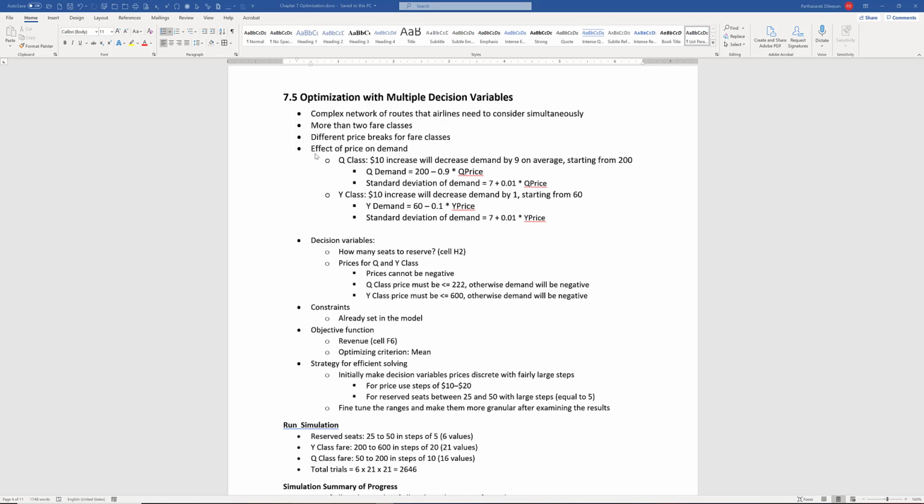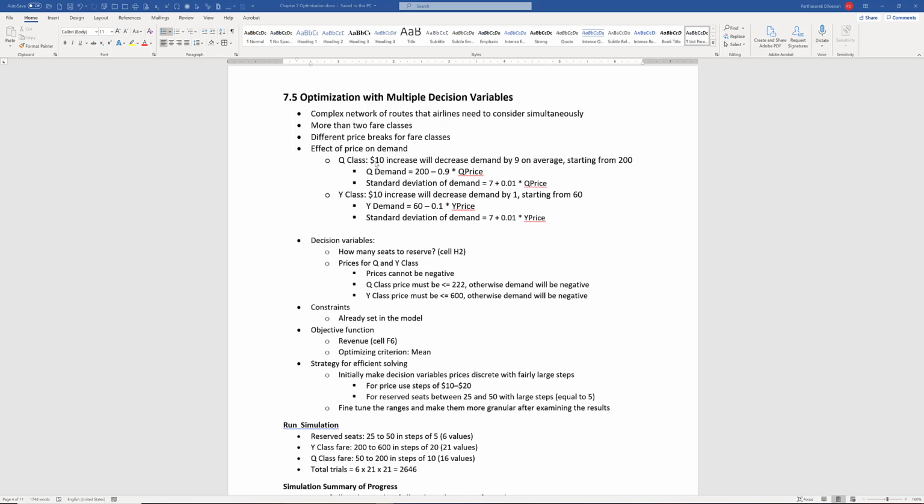All right. So here, what effect does price have on demand? If you increase the price for Y class beyond a certain limit, then the Y class passengers will probably opt to travel in Q class. So the demand may shift based on the price. So far in the previous instances of this example, we did not consider the price and the demand. Demand was just normal, mean, standard deviation, and price was kept separate. So now we're going to combine the two.